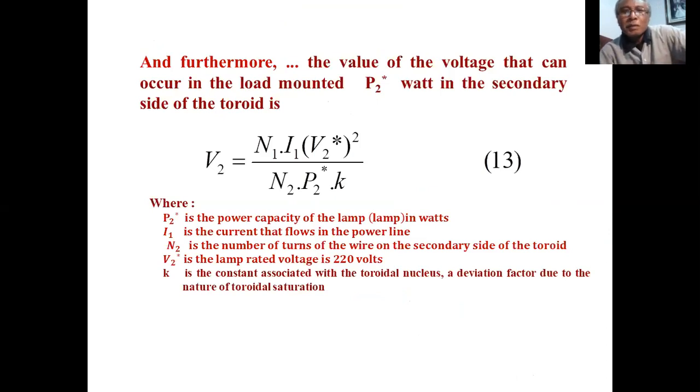This voltage occurs on the load. The value of the voltage that can be obtained in the load P2* on the secondary side of the toroid is V2, which depends on the current flowing in the power line I1 and K, which is the constant of the toroid, a deviation factor due to the nature of toroid saturation.